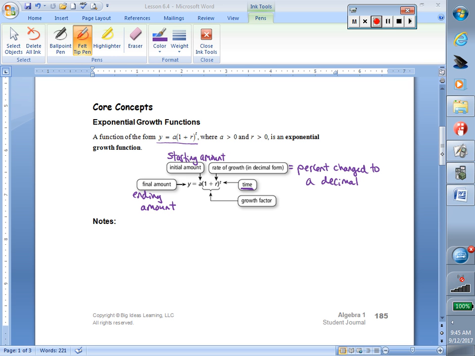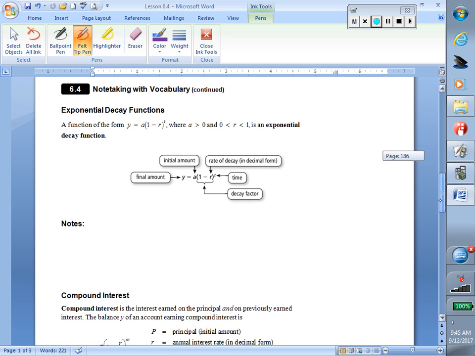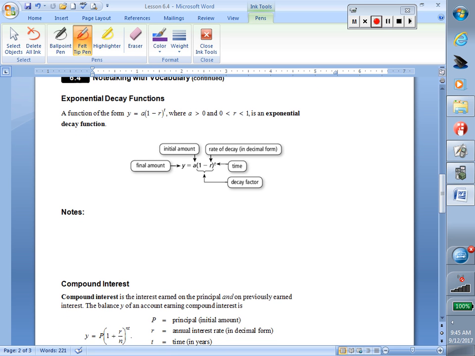The other form of this equation is if we were decreasing or decaying by a certain percent. So if we look on page 186 at the very top, we have exponential decay functions. And remember, when you see the word function, that's the same as we're writing an equation. The only difference between growth and decay is whether or not we add or subtract that rate inside the parentheses. If we're growing, increasing, we're going to be adding. If we're decreasing or decaying, we're going to be subtracting.